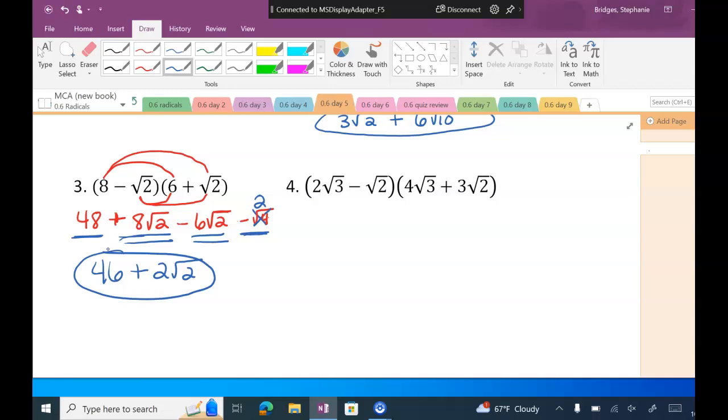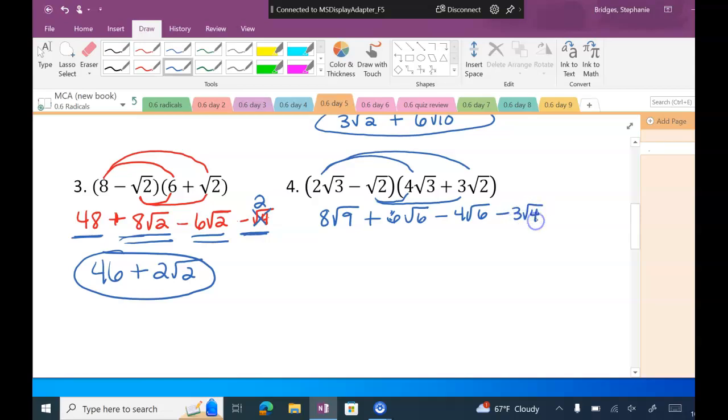All right, again, we're going to just do our FOILing process. I'm going to start with 2 square roots of 3 times 4 square roots of 3. Outside times outside, inside times inside is going to give me 8 square roots of 9. Okay. Then 2 square roots of 3 times 3 square roots of 2 is going to give me a positive 6 square roots of 6, right? Okay. And then I'm going to do a negative 2 times 4 square roots of 3, which is going to give me a negative 4 square roots of 6. And a negative square root of 2 times a positive 3 square roots of 2 is going to give me a negative 3 square roots of 4.